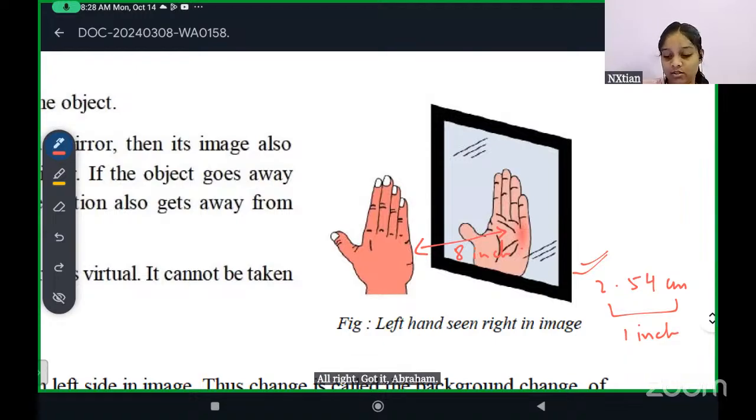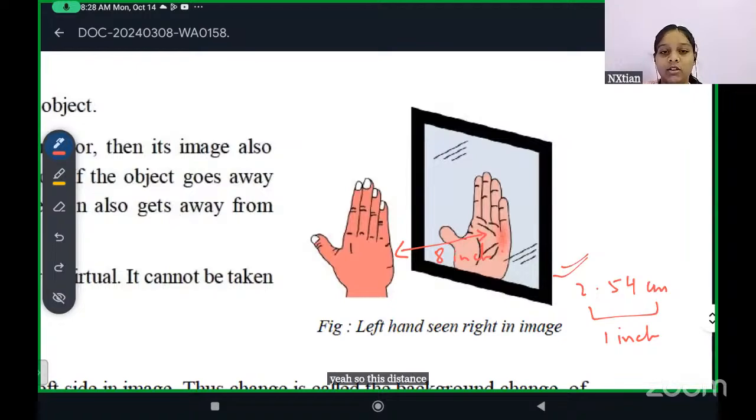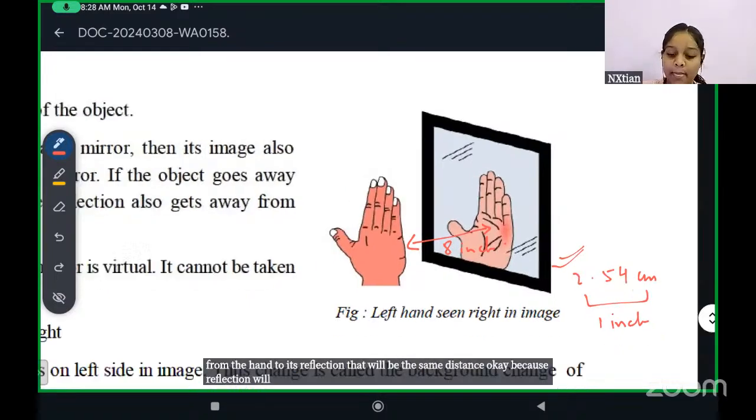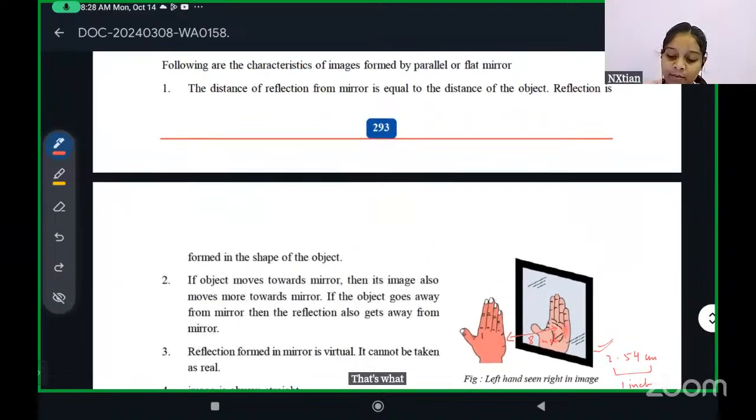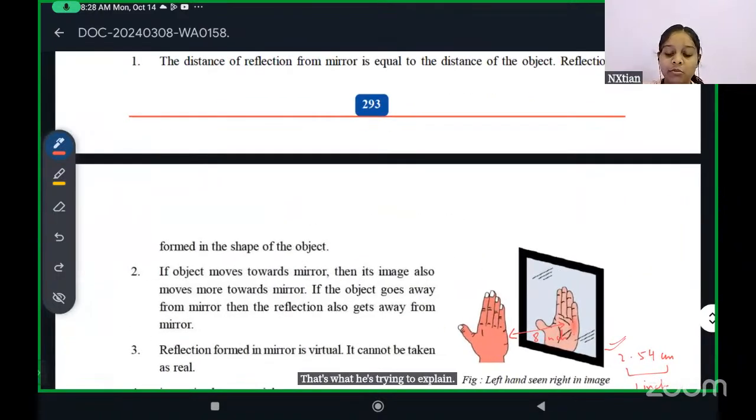Yeah. So this distance we're talking about from the hand to the mirror, that same distance will be from the hand to its reflection. That will be the same distance, because the reflection forms inside the mirror only. That's what it's trying to explain. Now, the reflection will be formed in the shape of the object. Whatever shape the object has, the reflection will be formed in that shape only.